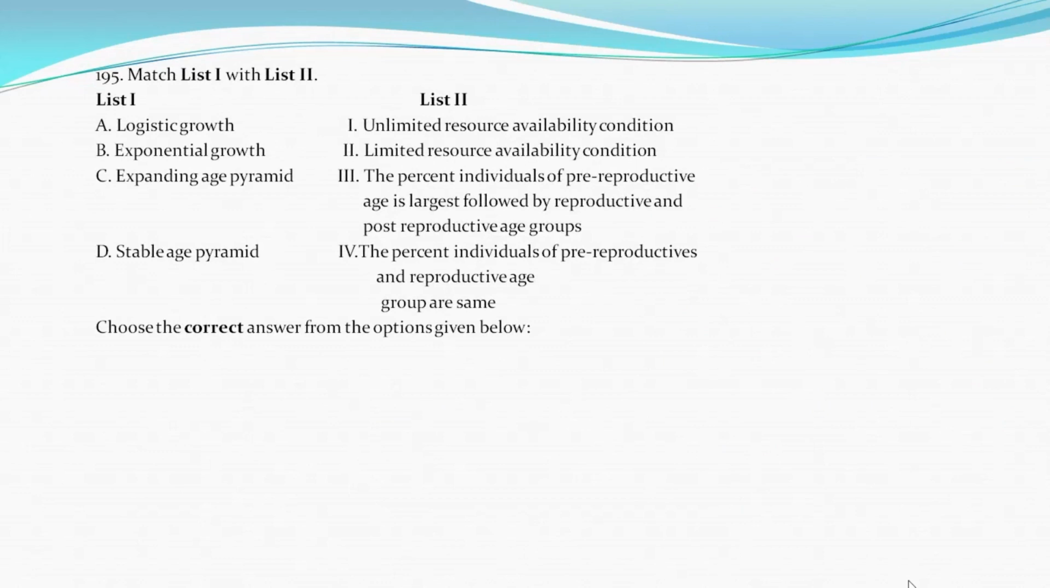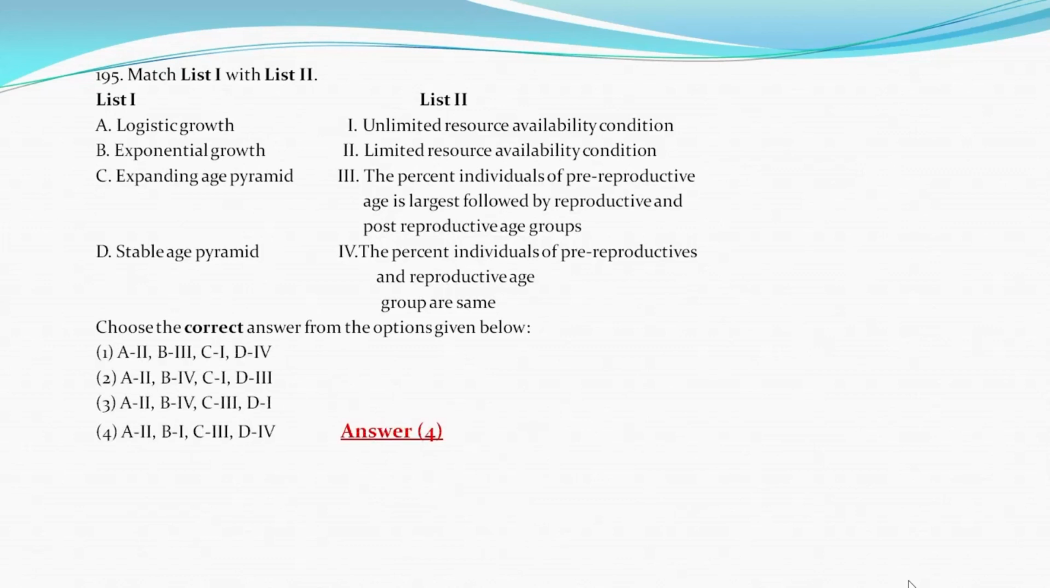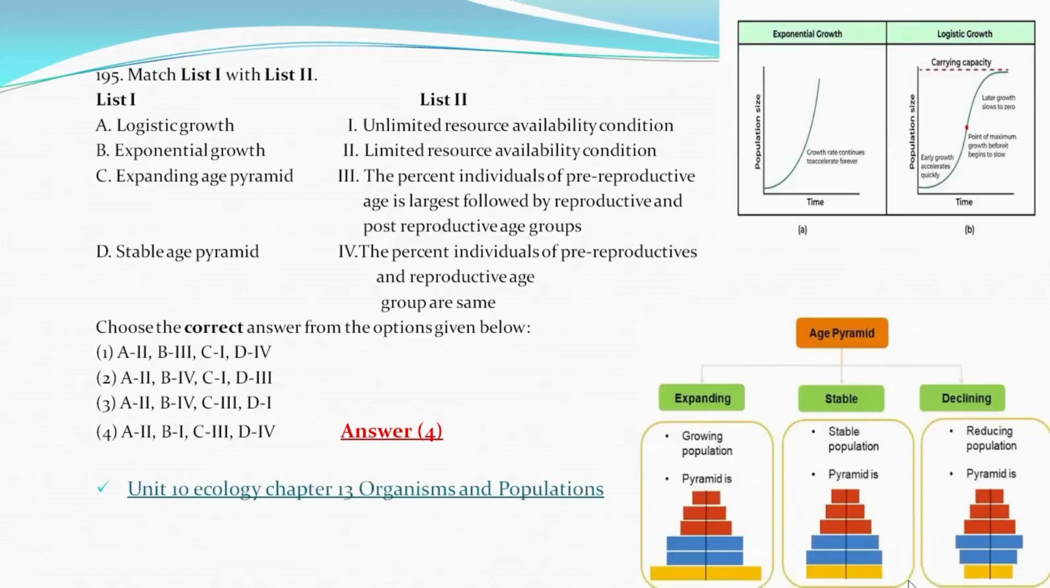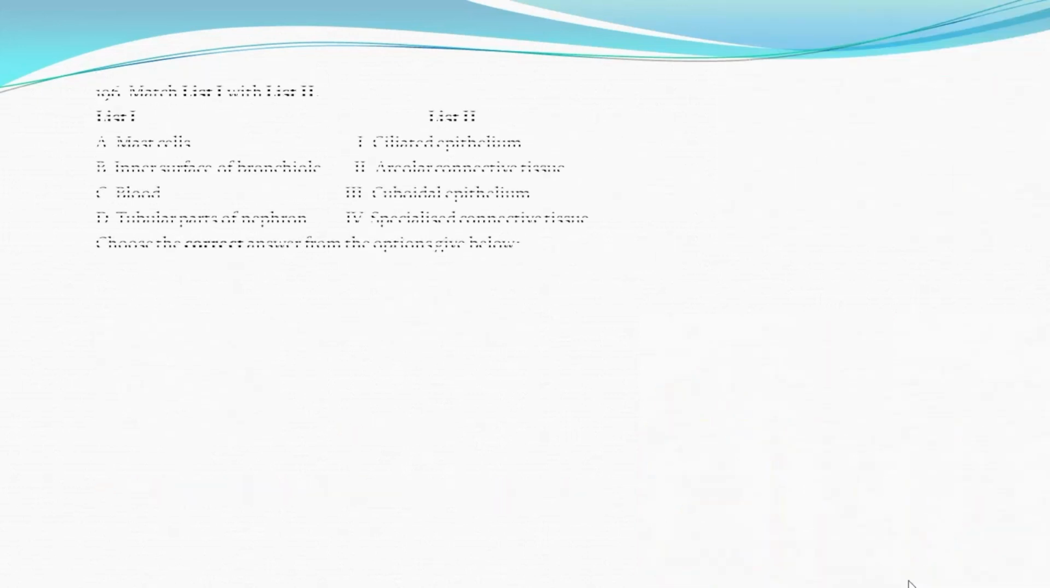The next question is, match list 1 with list 2. List 1, logistic growth condition, exponential growth, expanding age pyramid, stable age pyramid. List 2, unlimited resource availability condition, limited resource availability condition. The pyramid where individuals of pre-reproductive age is largest, followed by reproductive and post-reproductive age groups. The pyramid where individuals of pre-reproductive and reproductive age groups are same. Choose the correct answers from the options given below. So the answer is option 4. And this question is taken from Unit 10, Ecology, Chapter 30, Organisms and Populations.